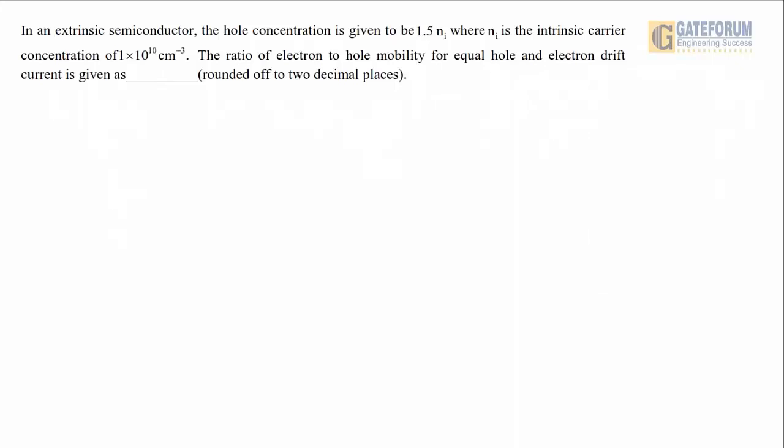And here, as per the given data, the hole concentration P is equal to 1.5 Ni, and the Ni value is given as 1 into 10 raised to 10 per centimeter cube.